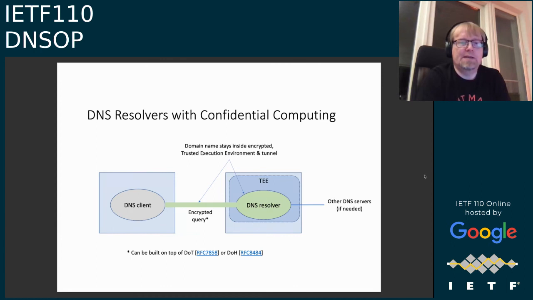But basically, the information about who asked for what is kept inside. So in this sense, this is kind of similar to oblivious DNS in that it tries to keep away the information of which client asked for what. Next slide, please.